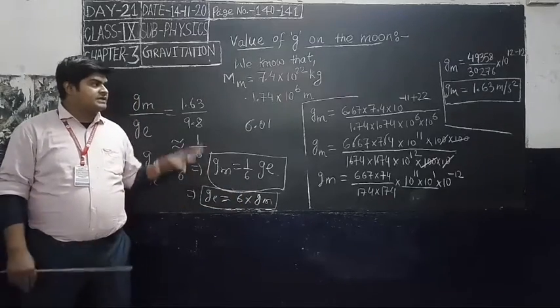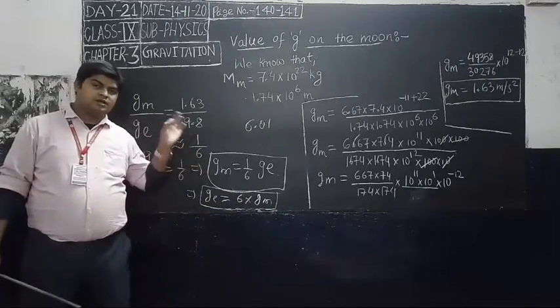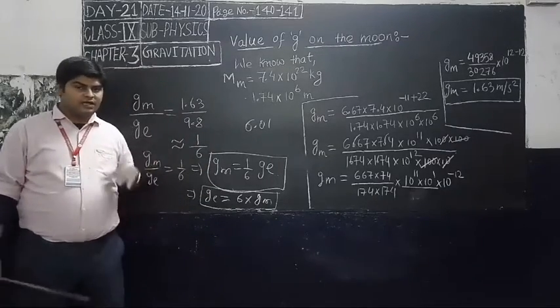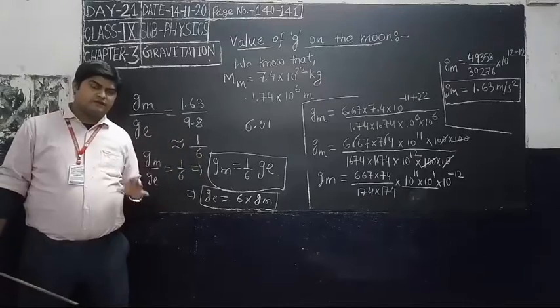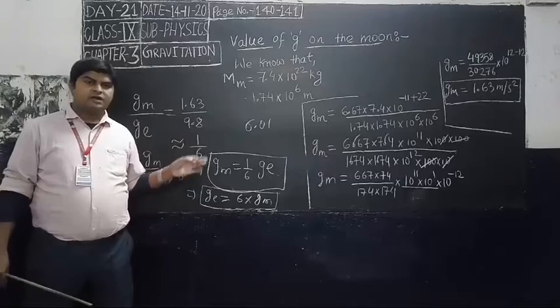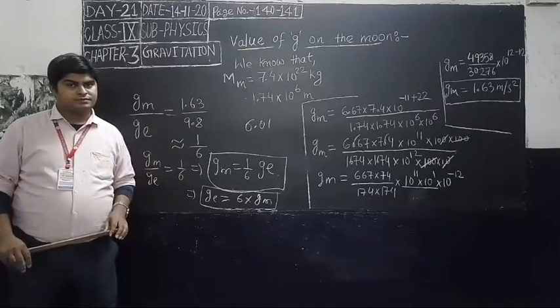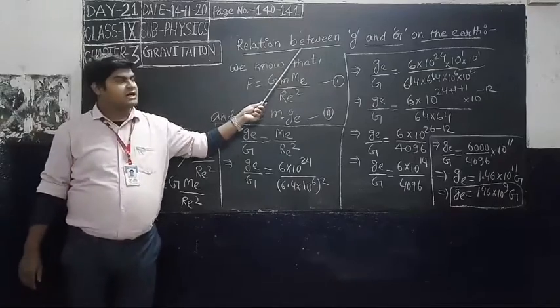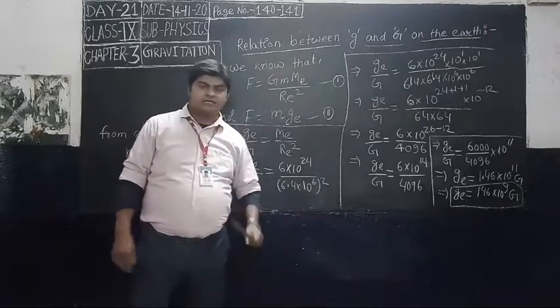So we can say that the acceleration due to gravity on the moon is less than the acceleration due to gravity of the earth, or the acceleration due to gravity of the earth is greater than the acceleration due to gravity on the moon. Now students, the next topic: relation between small g and capital G on the earth.